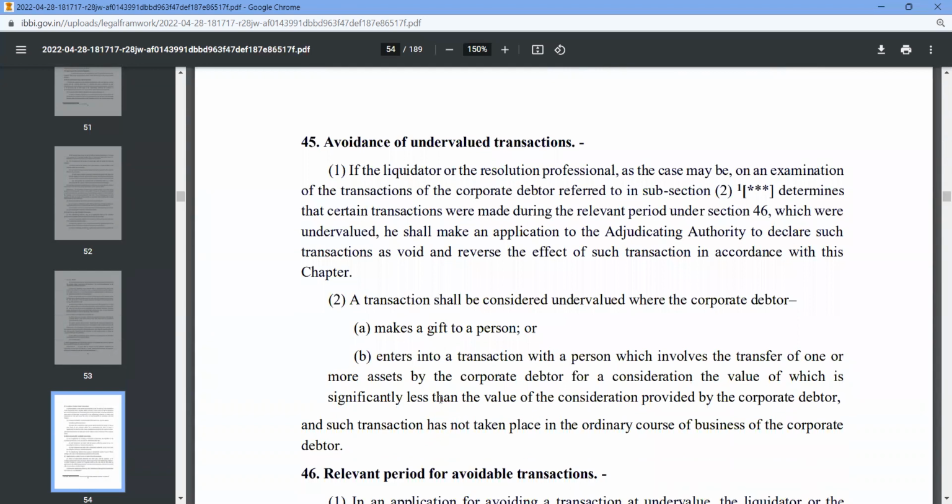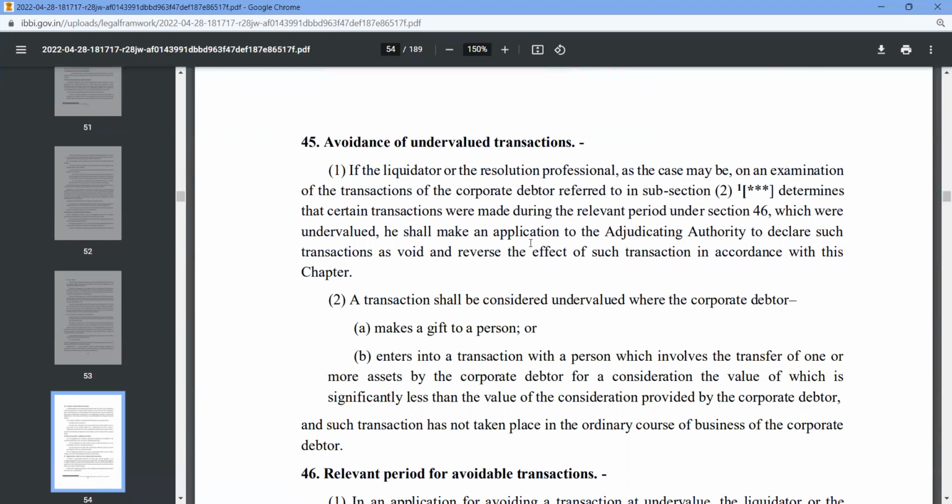Now let us see avoidance of undervalued transactions. What are these undervalued transactions? These are, suppose you give something for free, or you give it for consideration which is significantly less than the original price. So it says, if the liquidator or the resolution professional, on an examination of the transactions of the corporate debtor referred to in subsection 2, determines that such transactions were made during the relevant period under section 46 which were undervalued, he shall make an application to declare such transactions as void and reverse the effect of such transactions.